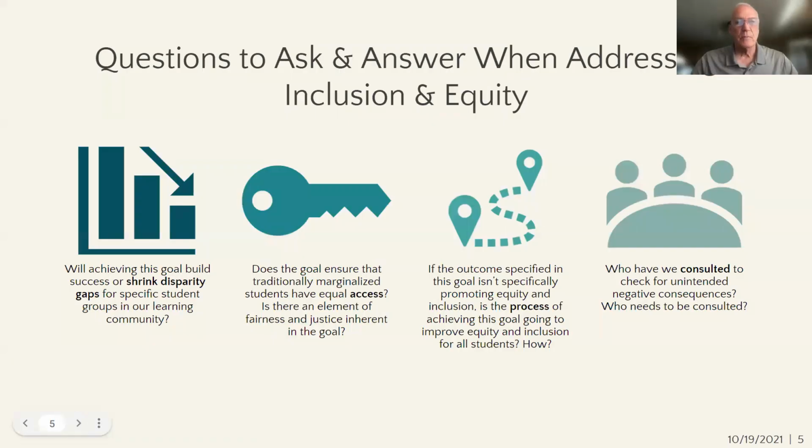When we're talking about SMARTIE goals, we want to make sure that they're including our marginalized groups and that we're looking at shrinking that disparity that those marginalized groups may experience. Also, these things talk about who do we need to include so that we've got support for all of this process.